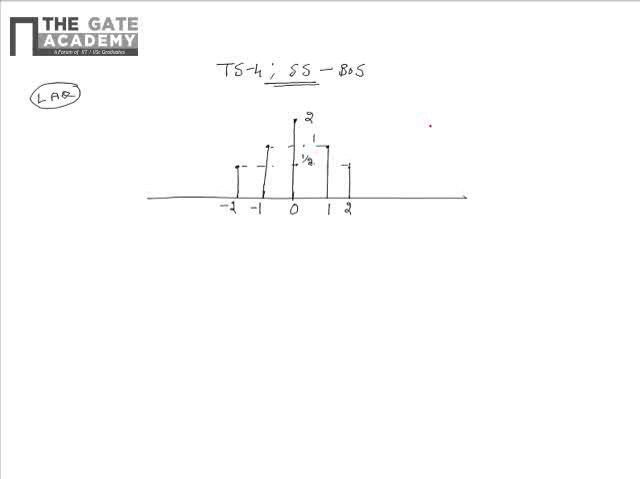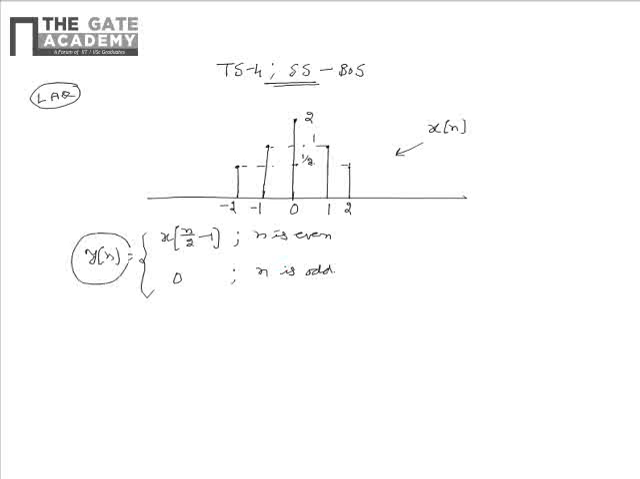It is given that there is a signal y of n which is derived from x of n as y of n is equal to x of n by 2 minus 1 when n is even, and 0 when n is odd. We need to pick the correct option that represents the plot of y of n.